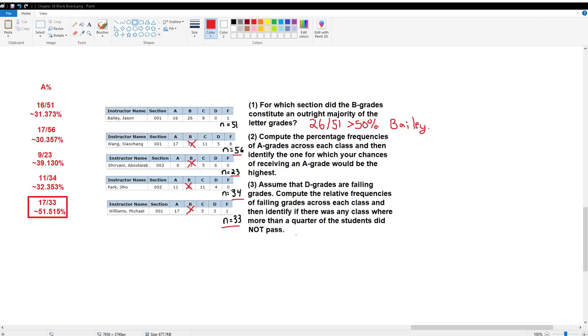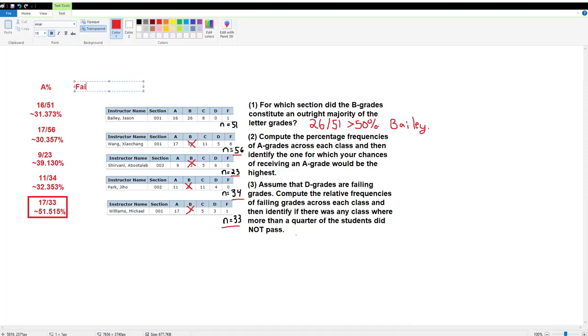And then finally, assuming that D grades are failing, we're to compute the relative frequency for each class and identify if there's any class where more than a quarter did not pass. So, we're just going to call this the fail. And you can use this as fractions. You can put it as a percentage if you want. I'll show it with the decimal here. But again, you can do fraction or percent or decimal.